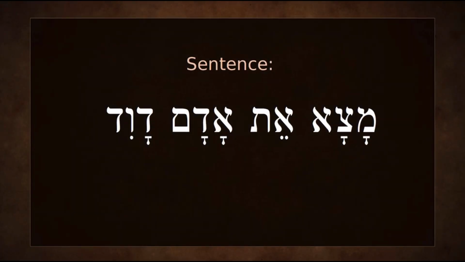With that in mind, take a look at this sentence. Matzah, et, Adam, David. What do you think this sentence means? You can pause the video here and hit play again when you're ready to hear the answer. Ready? The translation of this sentence is, David found Adam. Since the et appears directly before Adam, Adam is the object of the sentence.